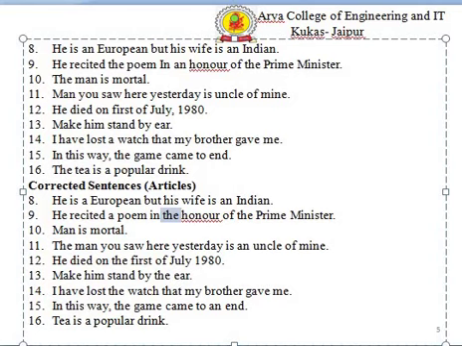I have lost a watch that my brother gave me. Here, you're talking about a specific watch, so we'll use the watch. In this way, the game came to an end. It's obvious, it's a vowel. Tea is a popular drink. Tea again is a material noun, so it does not take any article. So tea, we are here referring to in a very general sense. So if you are referring to tea in a general sense, it will not take any article.